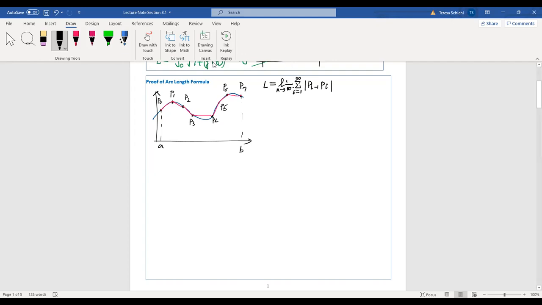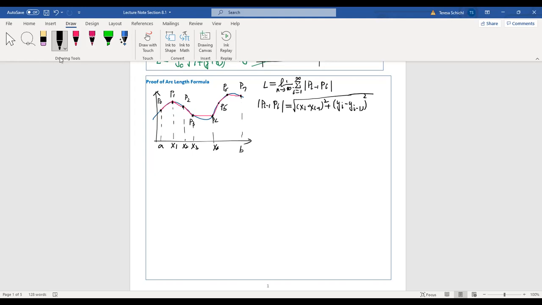Okay, so now for each one, what is this P sub i minus 1 to P sub i? Remember the distance formula. For example, this is P1, I have x1, x2, x3, x4, x5, like that. For each one, by the distance formula, with xi corresponding to yi, the distance will be the square root of xi minus x sub i minus 1, squared, plus yi minus y sub i minus 1, squared.